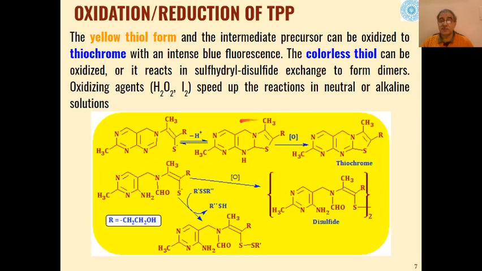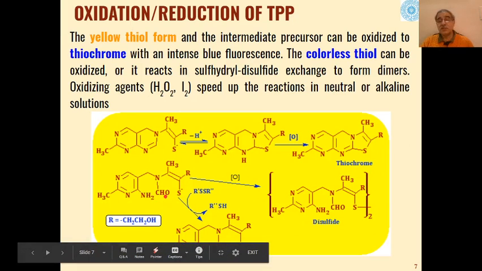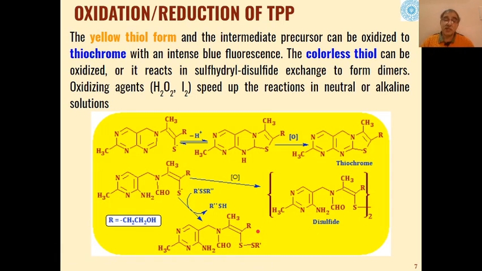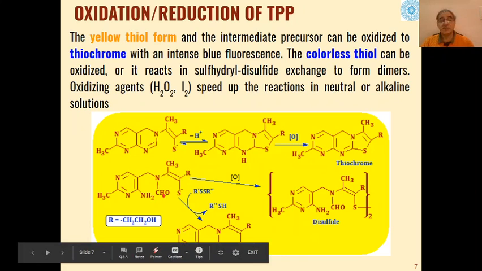We will get these types of intermediates, and these will undergo oxidation with the removal of this hydrogen from this place, and this will form a carbon-nitrogen double bond. We will get thiochrome as the product. And similarly, these intermediates which we have seen in the previous slide can be oxidized to disulfides by dimerization of these two, or these can react with sulfides to give thiols, and in addition we can get disulfides of these compounds.